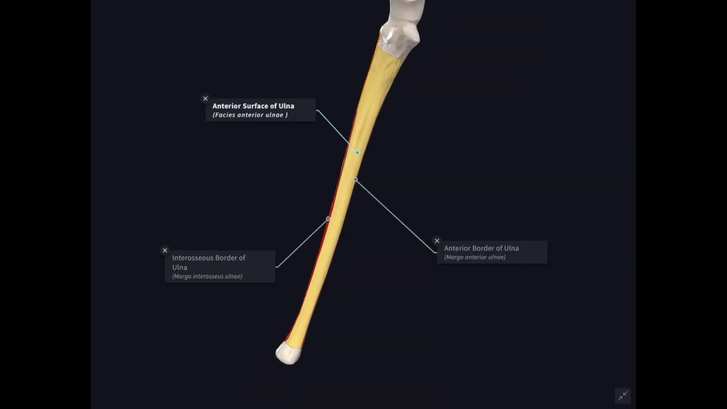Next we'll see about the anterior surface. It intervenes between the interosseous and the anterior border of the ulna. It is continuous with the medial surface in the interval between the anterior and the posterior borders. The upper 3/4 of the anterior and the medial surface, along with the medial surface of the olecranon and the coronoid process, provides origin to the flexor digitorum profundus muscle. The lower 1/4 of the anterior surface gives origin to the pronator quadratus muscle.